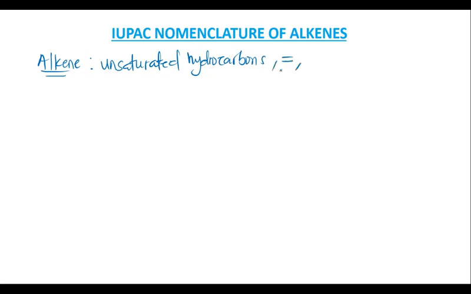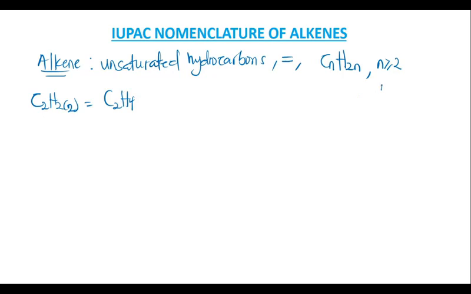Now they have the general molecular formula CnH2n, for n greater than or equal to 2. So the simplest alkene that we can get has n equal to 2. If n is equal to 2, we have C2H(2×2), which is C2H4. So this is the simplest alkene that we can get.